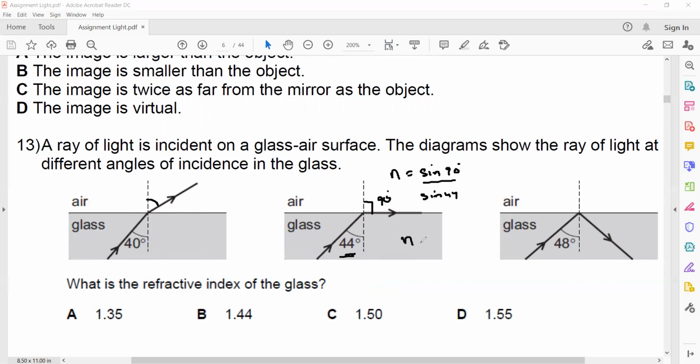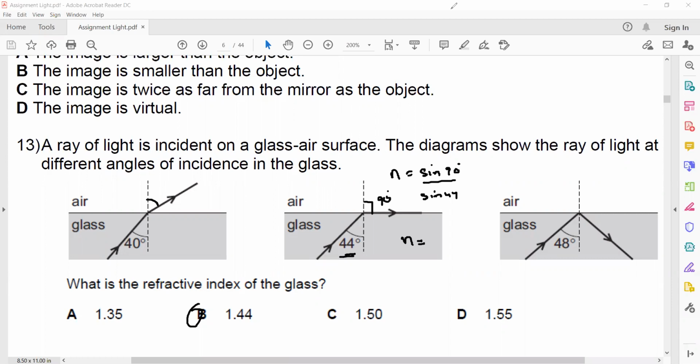So what is the answer? Sine 90 divided by sine 44. So 1.44, B is the right answer.